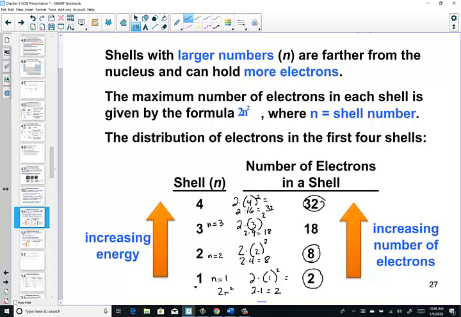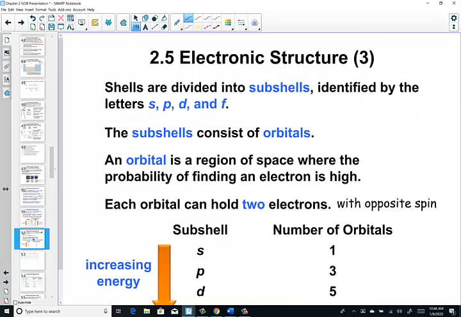So that little trick helps us determine how many electrons are in each of the principal energy levels. The n equals 1, n equals 2. Those are the rings around the nucleus called energy levels. These shells, or principal energy levels, are also divided into what we refer to as subshells. These are identified by 4 letters, and those letters represent shapes of the orbitals.